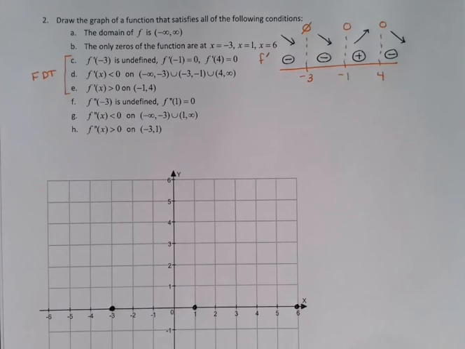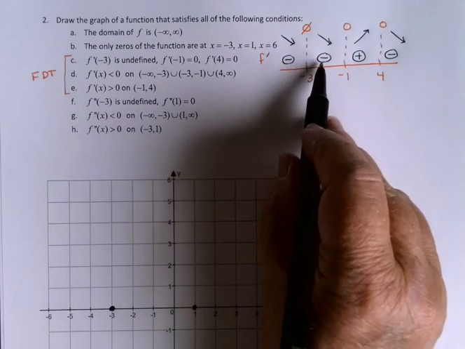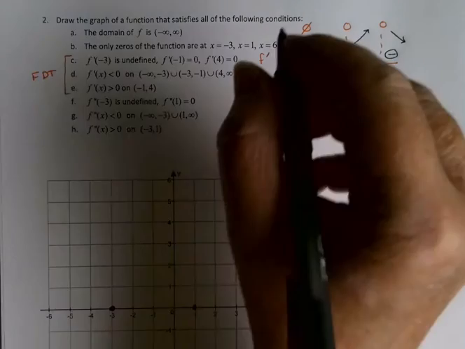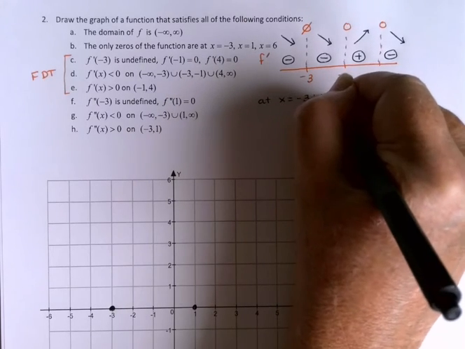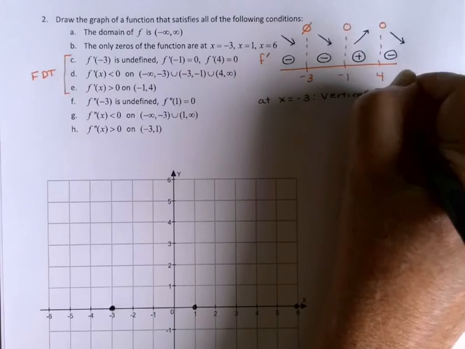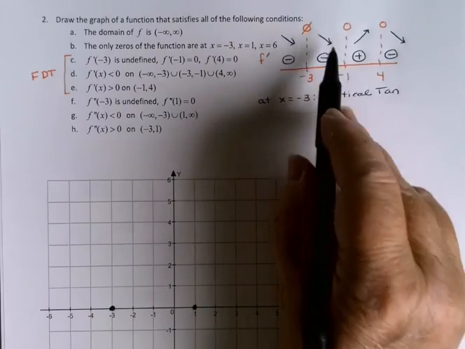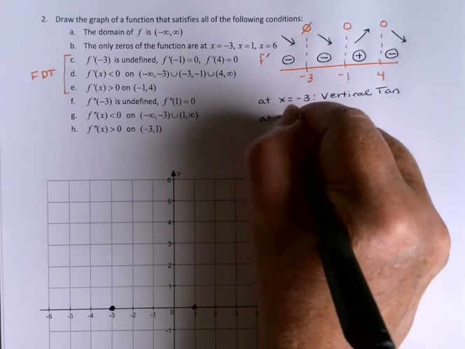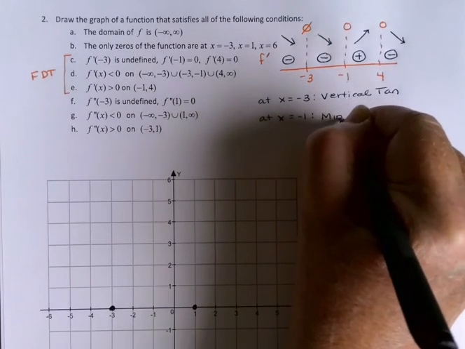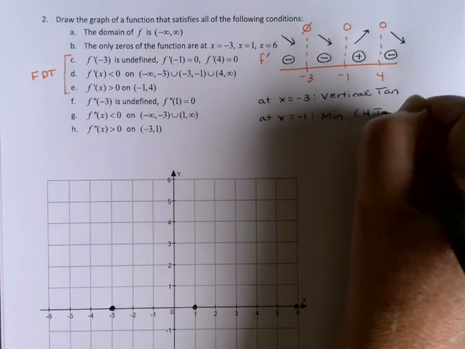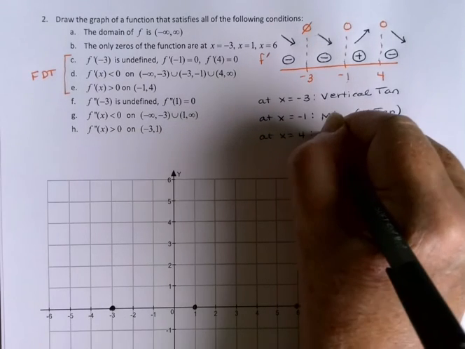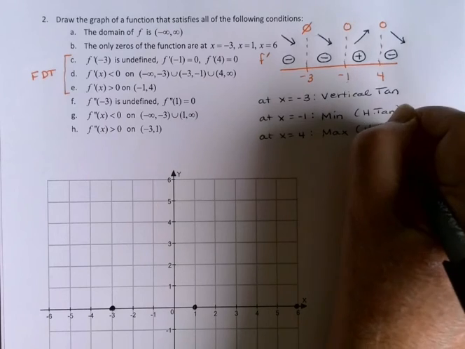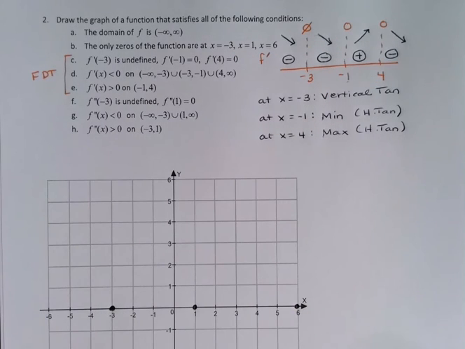So let's see what we've got here. At negative 3, didn't turn out to be a max or a min, but I do have a vertical tangent line. At negative 1, it looks like a minimum, with the horizontal tangent line. And at 4, it looks like a maximum, also with a horizontal tangent line. All right, so there's all the stuff for my first derivative test.